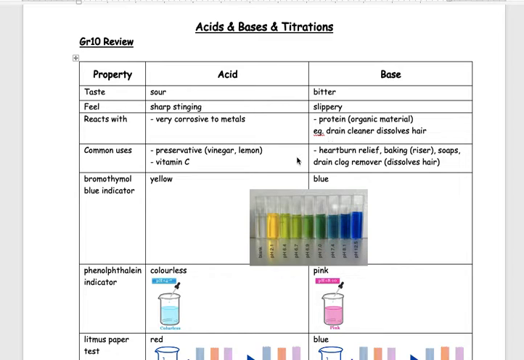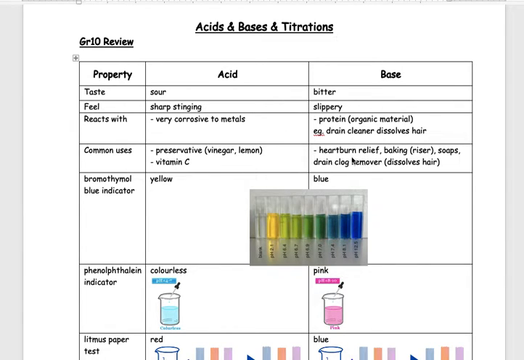All right, common uses. I already talked about stuff that might be around in your house. Lemon and vinegar are acids. Pop has acid in it. Vitamin C is a form of acid. You can ingest it as a vitamin, but it is a type of acid.